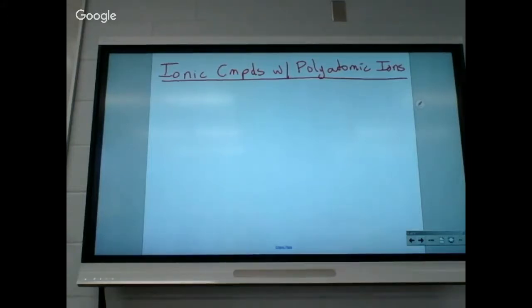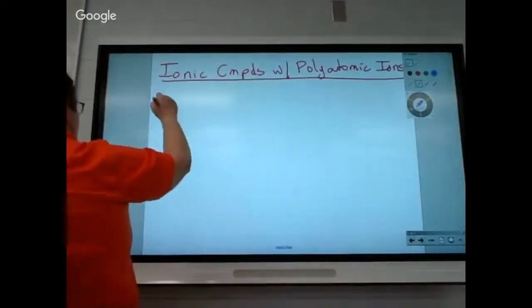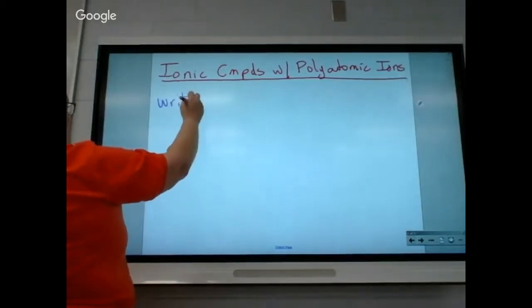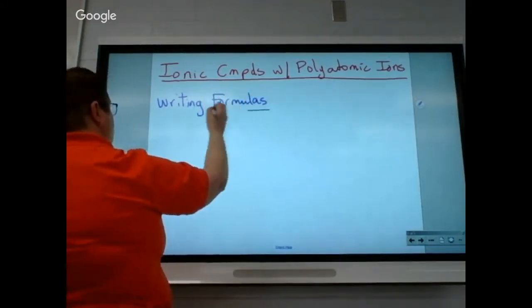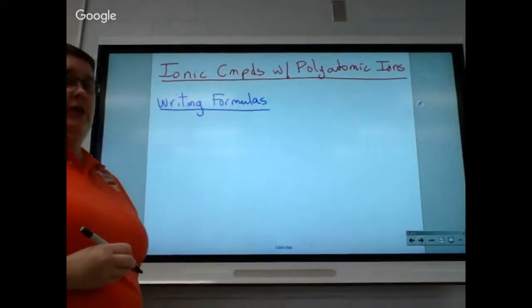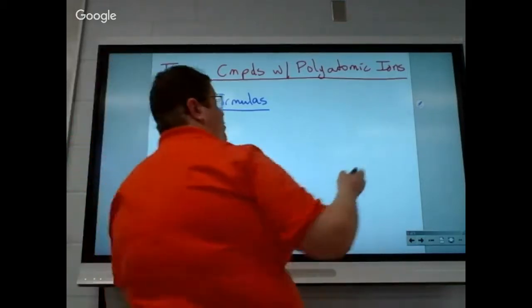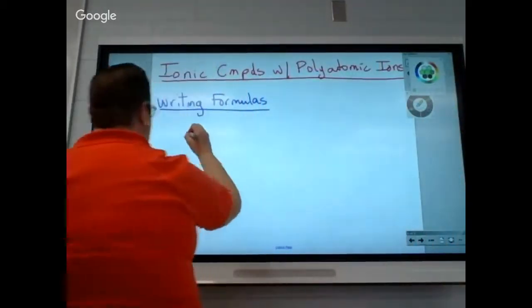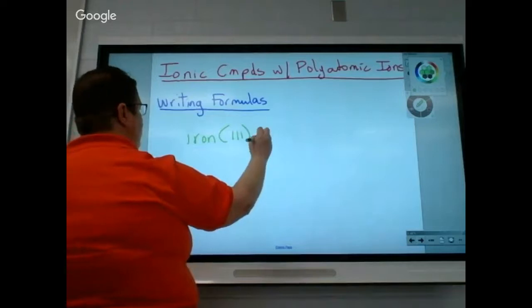Now, the same steps that we learned yesterday are the same steps we're going to use today. We're going to begin by writing formulas, just like we did yesterday. The only thing that's different is we have to add in one tiny little step. So let's say that we want to write the formula for iron 3 sulfate.